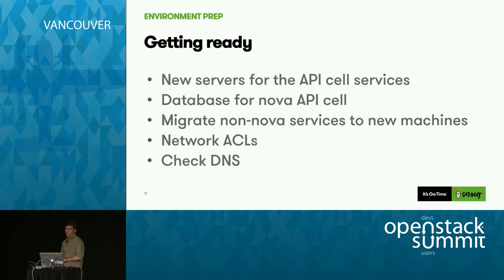Some of this goes without saying, but anytime you do a big deployment, there are things you need to think about, like making sure your new servers are set up correctly. There's going to be a new database for that new API cell we're going to build, so that has to be created. We have to move those non-Nova services to the new machines. And then, of course, you always need to remember network ACLs and making sure your DNS records and all that are in place as well.